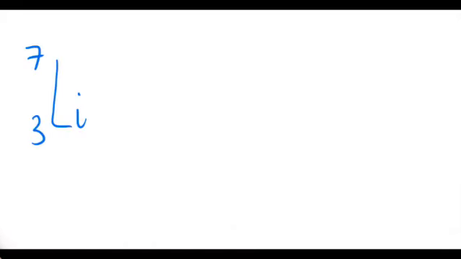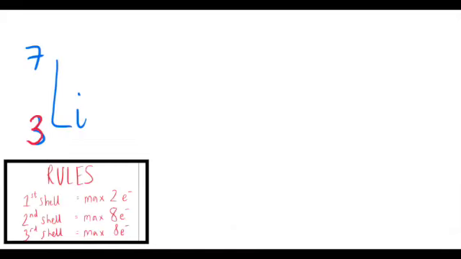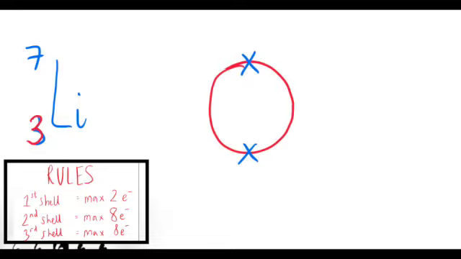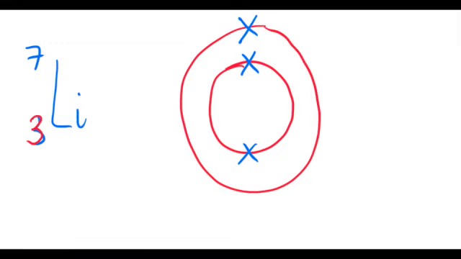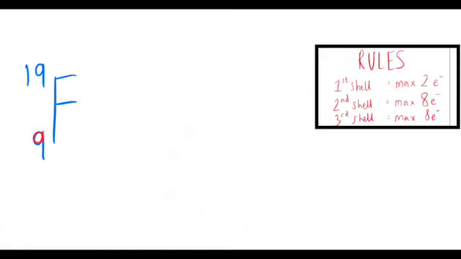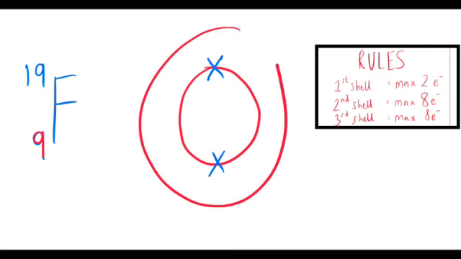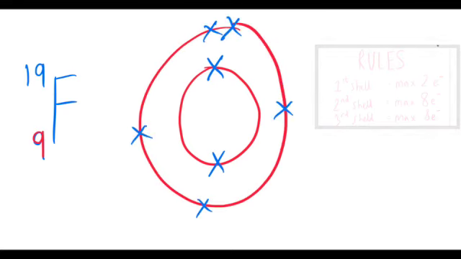So let's have a look at an atom of lithium. It has an atomic number of 3, meaning 3 electrons in total. The first shell will have 2 electrons and the second shell 1 electron. So this is the electron configuration of lithium. Let's have a look at an atom of fluorine. It has an atomic number of 9, so 9 electrons in total. The first shell has 2 electrons, and so then the second shell has 7.